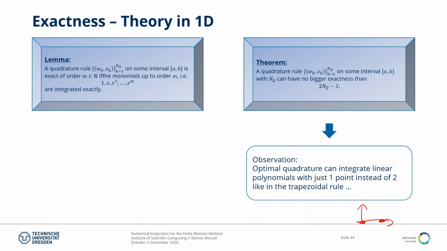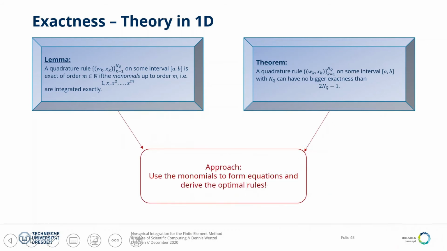But it should be possible from that theory that we choose a single point for integration and still get an exact value for the integral of a linear polynomial. And now you can already guess, well, you can try guessing which point might be interesting here. So that gives us the approach.